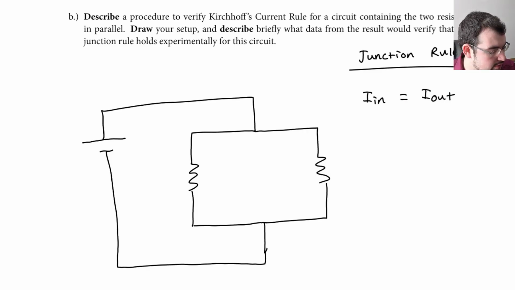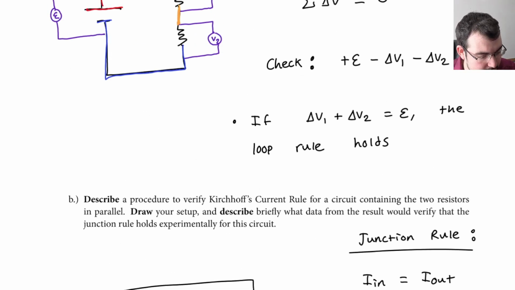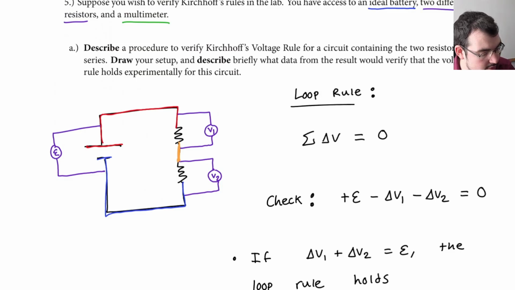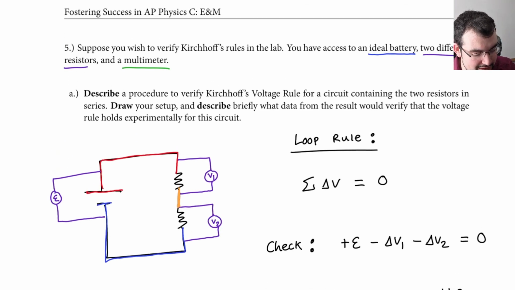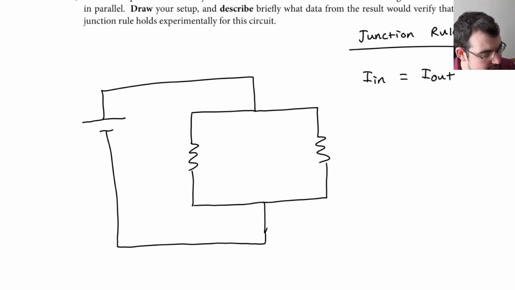So how can we do that? Well, when we did the loop rule, we were checking voltages and seeing if that rule held. So we're going to be doing the same thing with current. And remember, current is in series. So I could put a current meter right here, and this would measure, we'll say A1. I could put a current meter here, and this will measure A2. And I could put a current meter here, and this will measure A3.